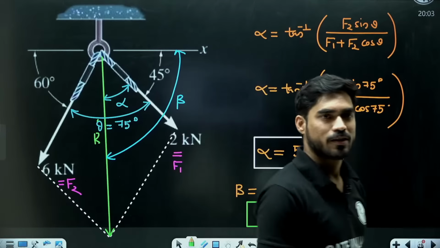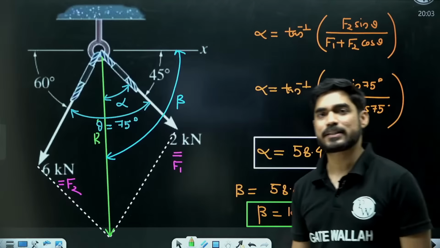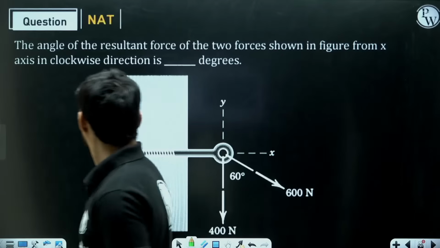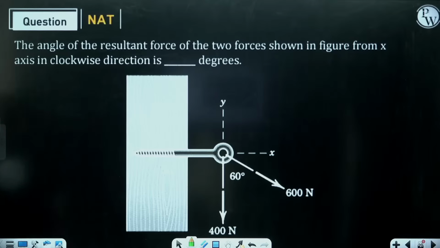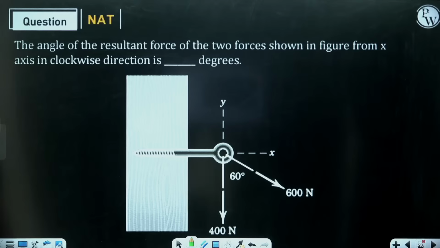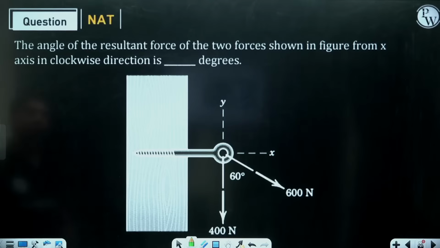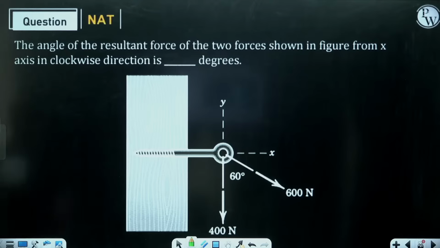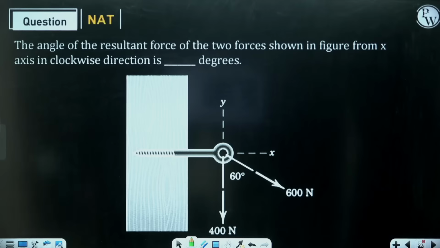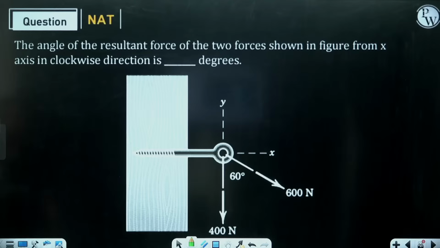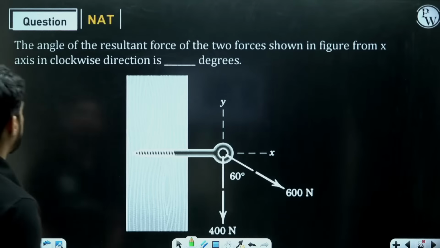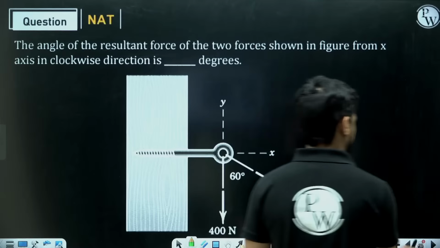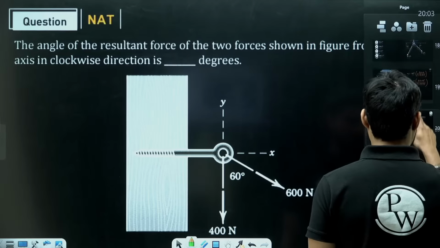Chalo. So shall we move on to the next question? Chalo, let's solve this one. The angle of the resultant force from x-axis in clockwise direction. It's a similar question. Now this time I want you to solve this on your own. Angle of the resultant of these two forces from x-axis in clockwise direction. Try to solve this on your own.